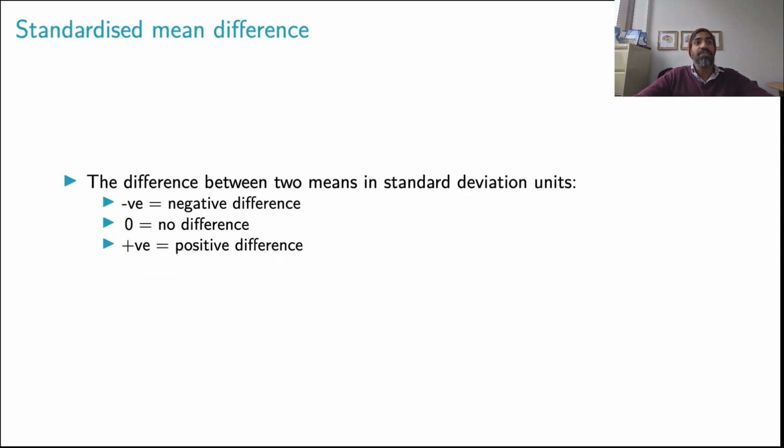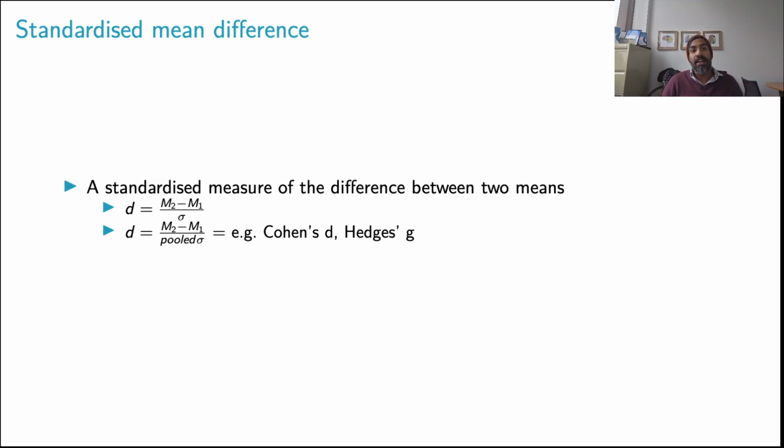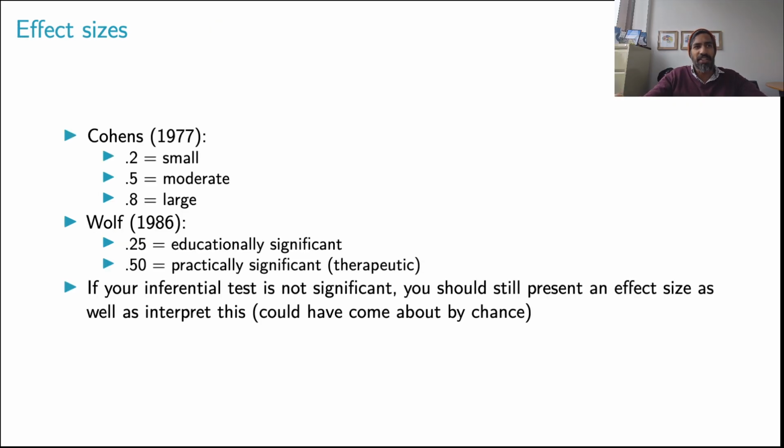So standardized mean difference is the difference between two means in standard deviation units. You have a negative difference, zero difference is no difference, and positive is a positive difference. So a standardized measure of the difference between two means is d, which is mean 2 minus mean 1 over standard deviation, or Cohen's d or Hedges' g, which is mean 2 minus mean 1 over the pooled standard deviation. So these are also measures of effect. I'm just trying to expose you to the different types of measures that are there.